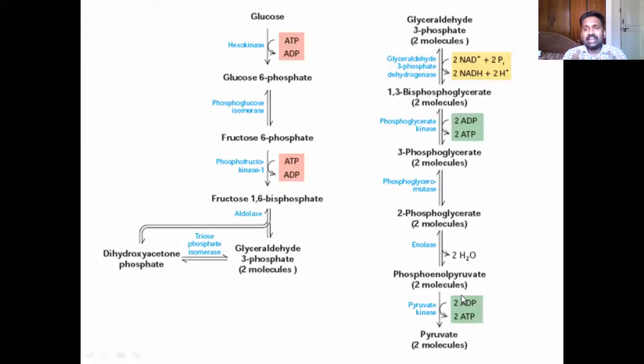What is the net yield of the ATPs now? What do you mean by net? All the ATPs produced minus all the ATPs used. What's the net yield now?